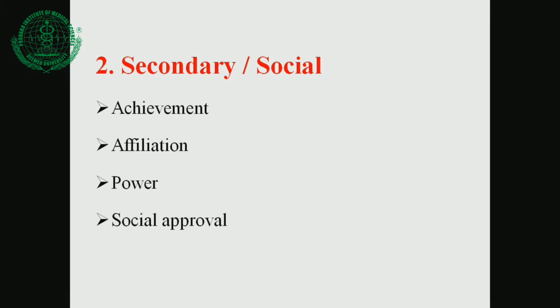There may be different kinds of power, but you should use power that gets approved by society, which is also called social approval. Whatever you are doing should be accepted by societal norms, customs and traditions. If it is as per the societal norms, customs, tradition or culture, only then will you get social approval. So these are the different examples of the secondary motives: achievement, affiliation, power, or social approval.